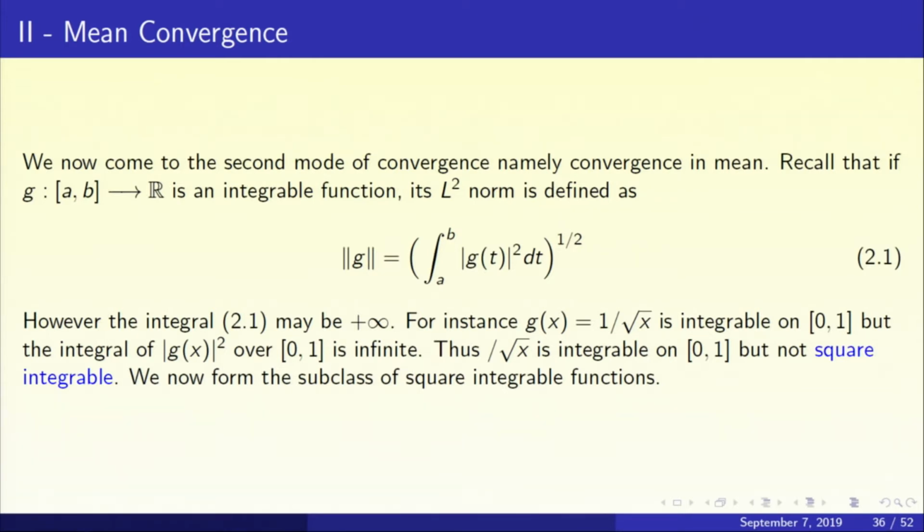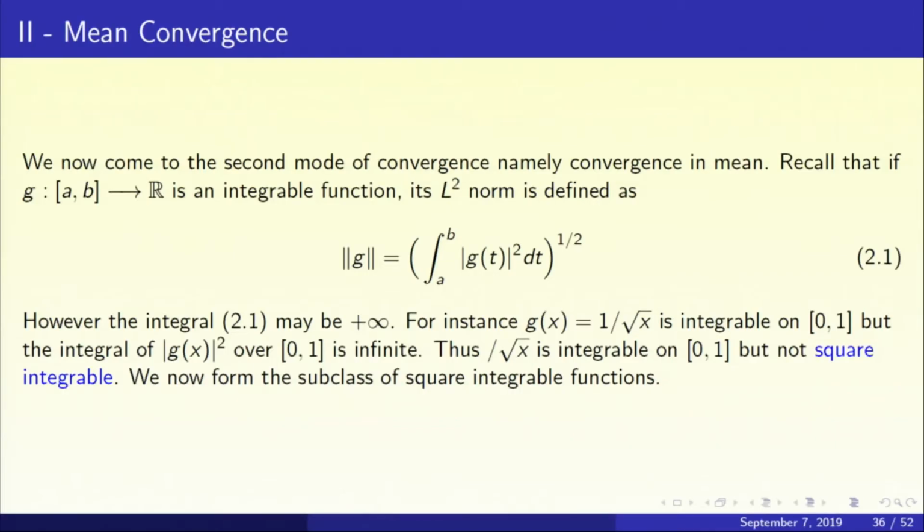For example, let's take the function g(x) equal to 1 upon square root of x. It is integrable on 0 to 1, right? Integrate 1 upon root x, you get square root of x times a constant. Put the limits 0 and 1, you get a finite value. So 1 upon root x is integrable, but its square, namely 1 upon x, is not integrable. So this particular g(x) equal to 1 upon root x is integrable on [0, 1], but not square integrable. The square of g(x) is not integrable.